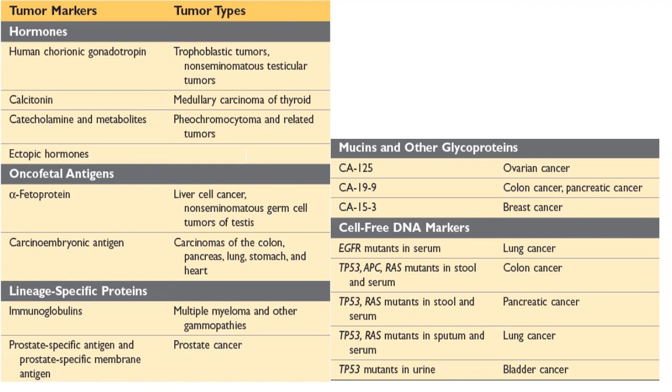Early detection of cancer is associated with a good prognosis, and tumor markers aid in this early detection of cancer. They can be divided into hormones, oncofetal antigens, lineage-specific proteins, mucins and other glycoproteins, and cell-free DNA markers. This table is showing various tumor markers that are elevated in a specific type of tumor.